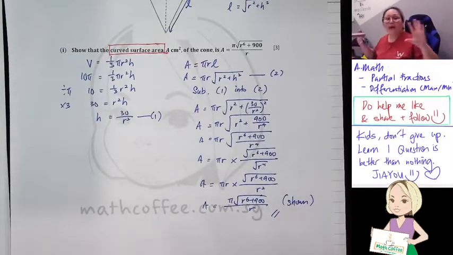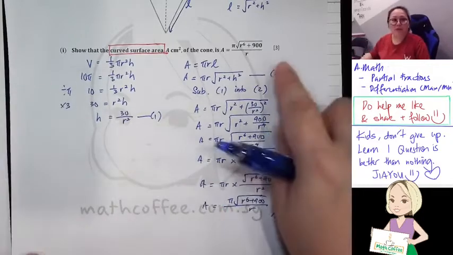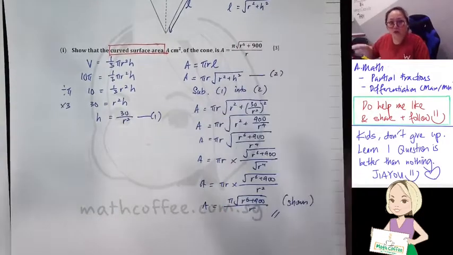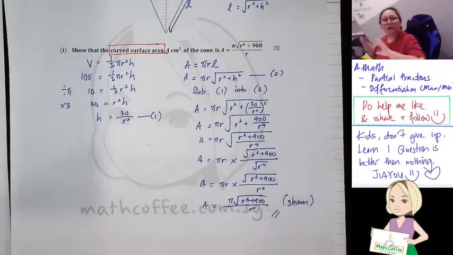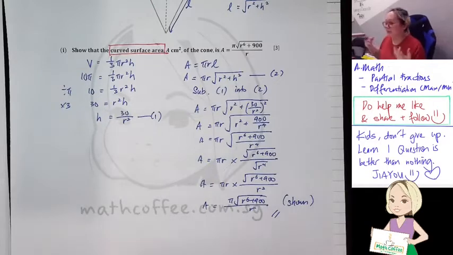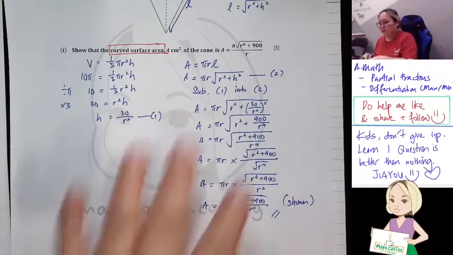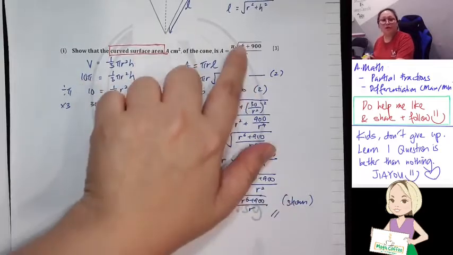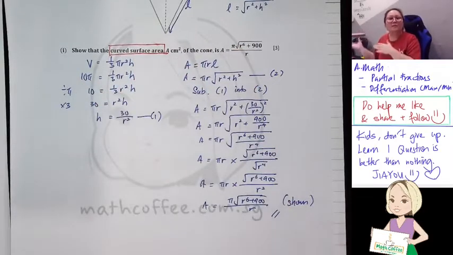Kids, during the exam, if you really panic and you're not able to do part 1, please still take the formula and go and do the later parts. Because for the later parts, I already know what they want. They will definitely ask me to find dA/dr, then set dA/dr equal to 0, then find out whether it's a maximum or minimum, right? So if you cannot do the first part of proving the formula, you can still proceed to do the second and the last part.